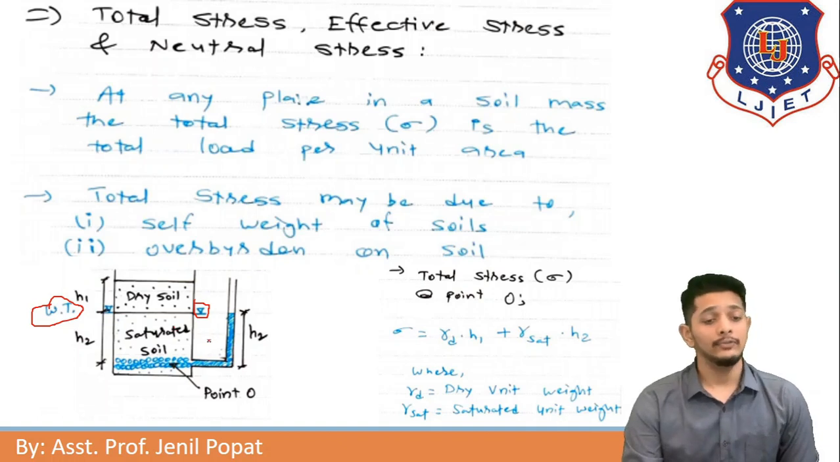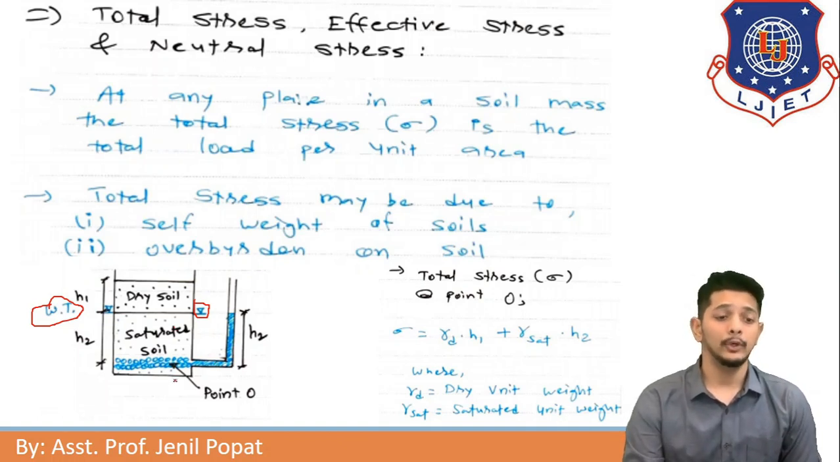Now if we define a point O here, and if we construct a pipe here, then the level of water will be up to h2 height due to the water table here. Now let us calculate total stress for this. Now total stress sigma at point O. Total stress is denoted by sigma. Now at point O, let us find out total stress.